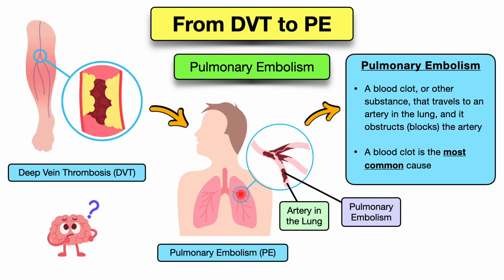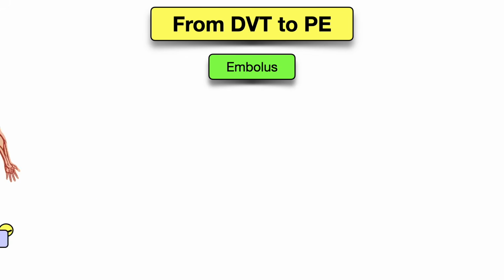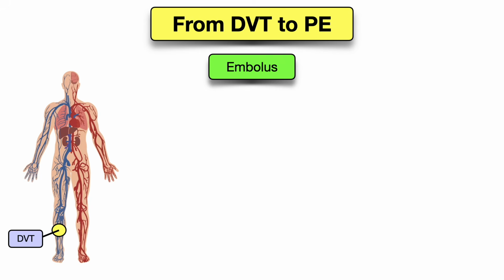People often wonder how a problem in the leg can lead to a problem in the lung. Let's walk through this step by step. DVTs are most common in the deep veins of the legs. So how do they go from the legs to the lungs to cause a pulmonary embolism? Here's how. The blood clot in the leg can break loose from the deep vein and travel through the bloodstream.